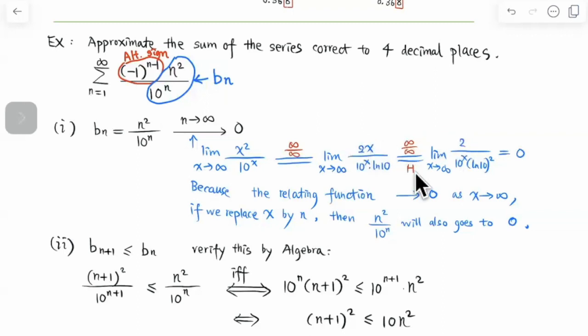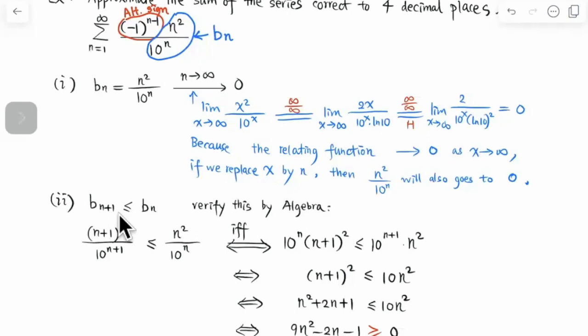Differentiate this, we get 2. Differentiate that, we get 10 to the x times ln of 10 to the second power. As x goes to infinity, the denominator stays the same as 2. The numerator goes to infinity. So that limit here will be 0. Now, because this sequence is related to this function, and the function goes to 0, the sequence will also go to 0.